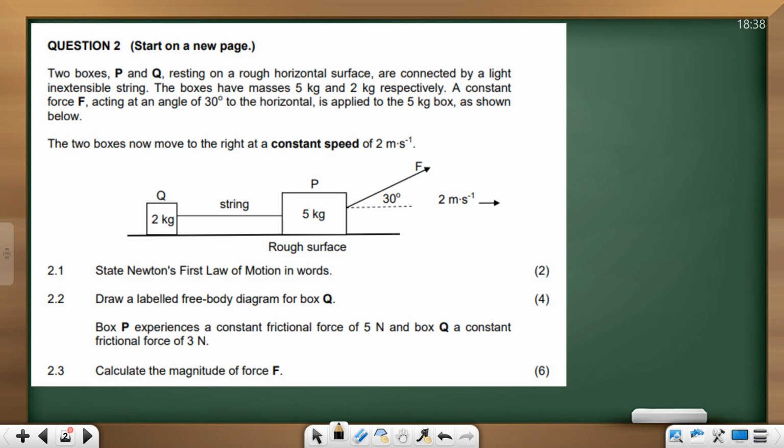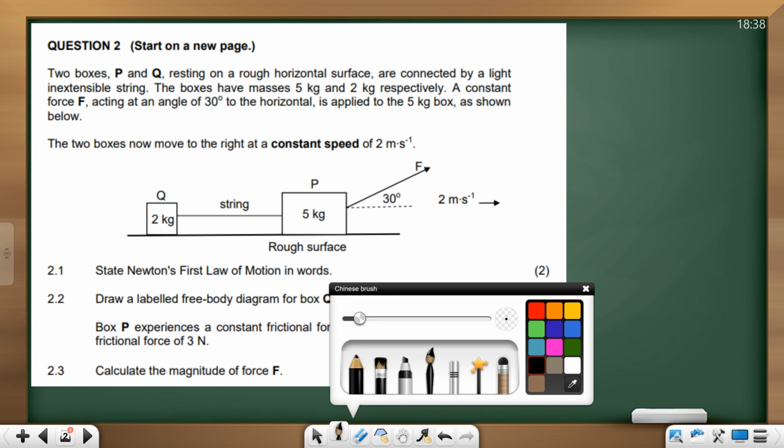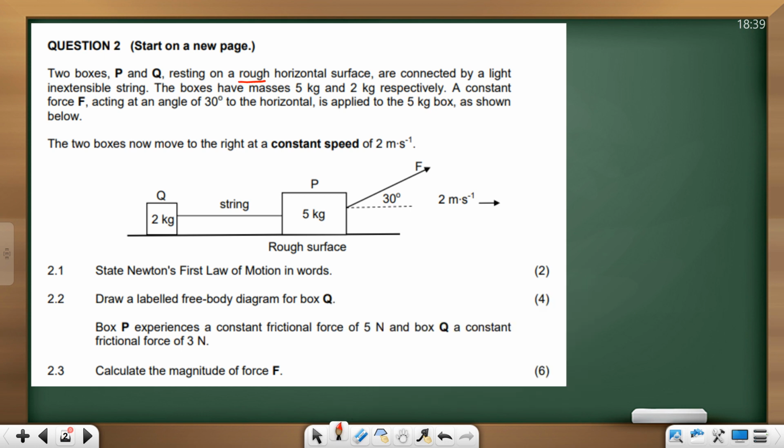Two boxes P and Q resting on a rough. Okay, guys, the word rough tells me there is friction. So I'm going to underline my keywords. On a rough horizontal surface tells me there's normal. Are connected by a light inextensible string. String tells me there is tension. The boxes have masses 5 kg. Masses tells me of the weight, 5 kg and 2 kg respectively.